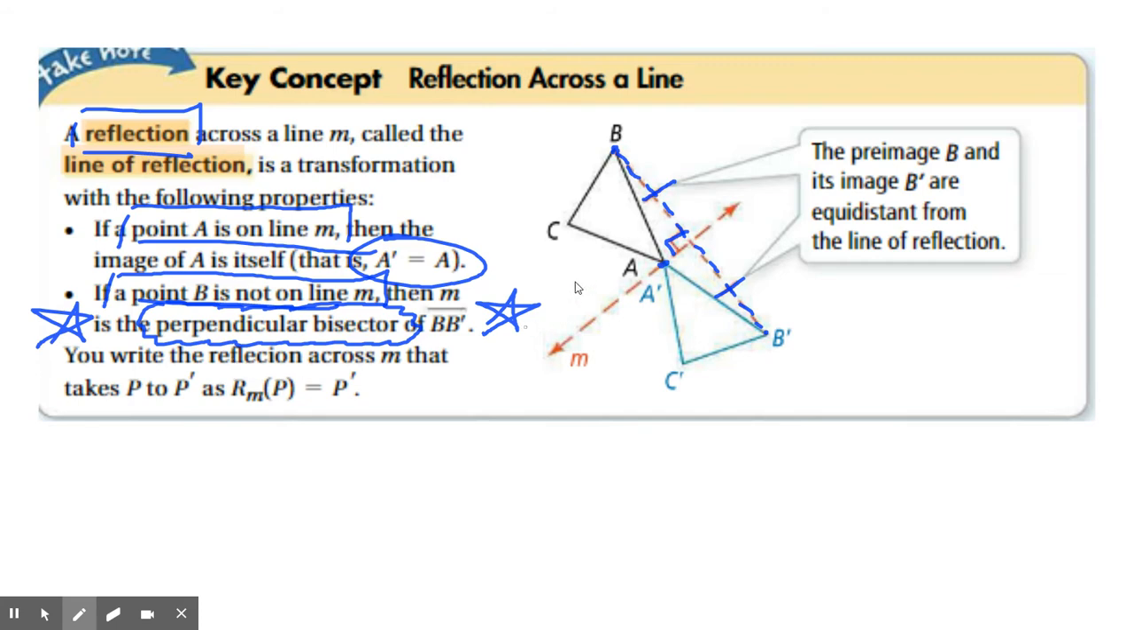Okay. You can do the same thing with C. Look, if I connect C and C prime, again, perpendicular, and the distance from C to the line is the same as C prime to the line. Now, in our function notation, you'll see the capital R will stand for reflection, okay? And you might see that on Delta Math.